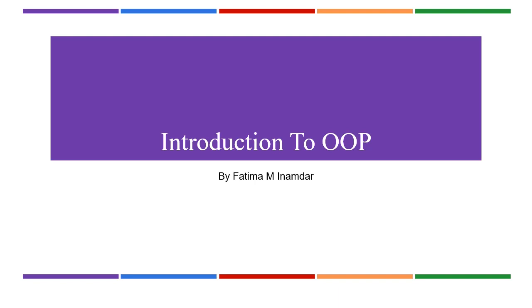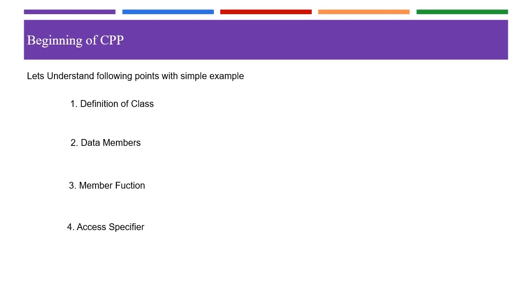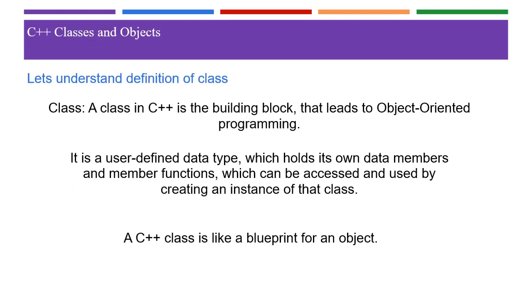So before going to start this example, we will see some definitions of class, member functions, data members and access specifier. So let's understand the following points with the example. First we are going to see the definition of class, data members, member functions and access specifier. So let's understand the definition of class.